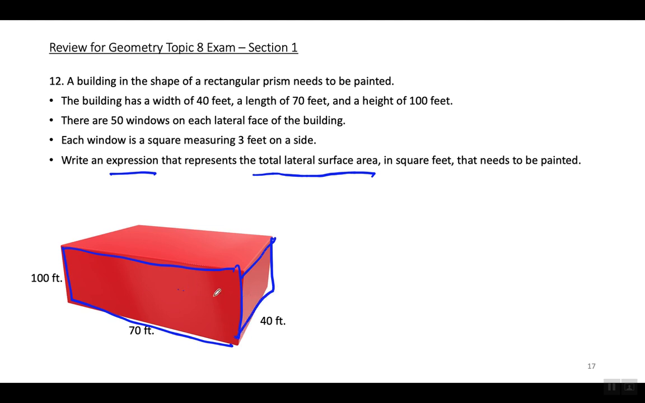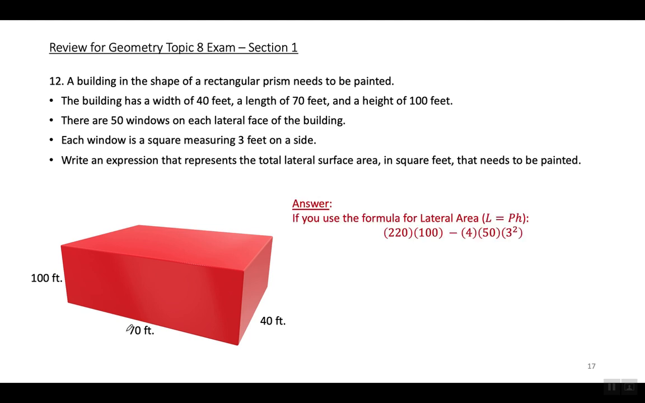The total lateral surface area would be this face, the one in the back, and the one on the side, okay? Okay, so there's two ways to do it. Let me show you the first way, which is the way that we've been doing it in all of our assignments, okay? If you use the formula for lateral area, and that formula is lateral area equals the perimeter of the base times the height. Okay, the perimeter of the base would mean that you add up all these sides of the base, all right? So this side is 70 feet, the back part is 70 feet, this side is 40 feet, so that means that this side is 40 feet.